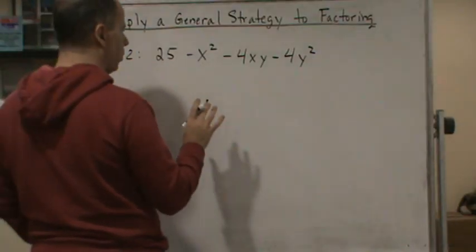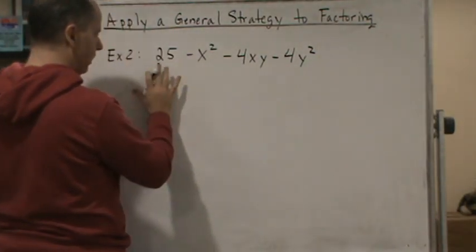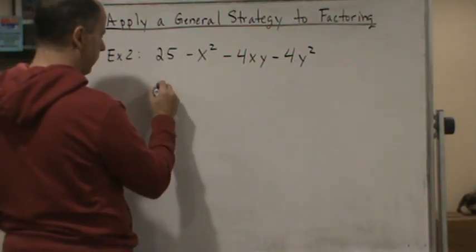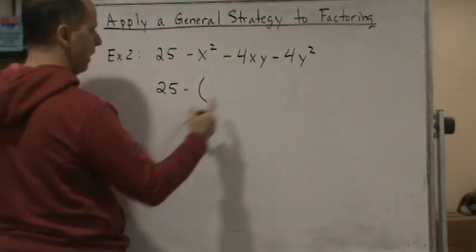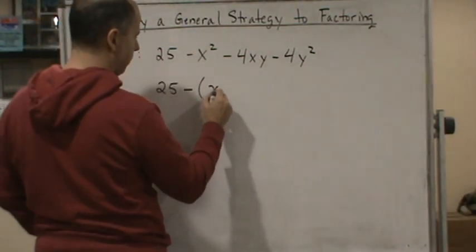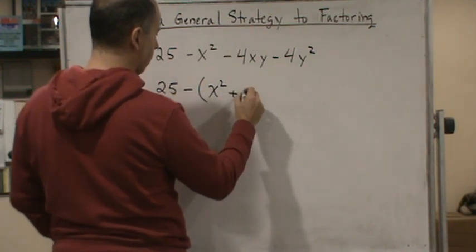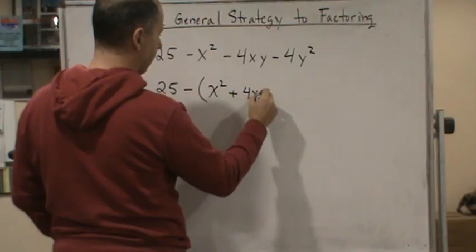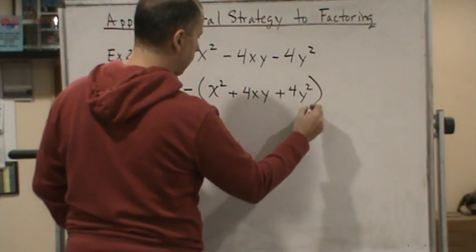So what I can do is, let's group these 3 together without the 25. So if I just look at that and I say, okay, this is going to be minus, and I'm going to factor out the negative. So minus, and so this will become x squared plus 4xy plus 4y squared.